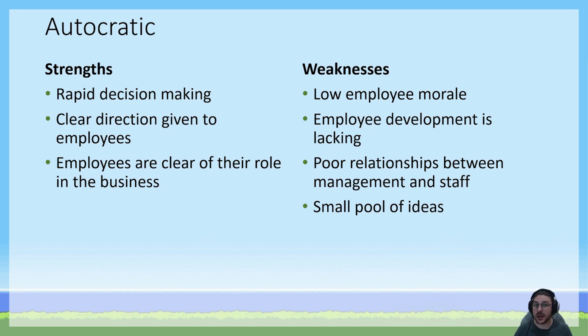So within this system, employees know exactly what they're meant to be doing, and they're very clear on their role. They're not there to ask questions. They're not there to have things explained to them. They're there to follow instructions. That's really all the good things we can say about autocratic management.